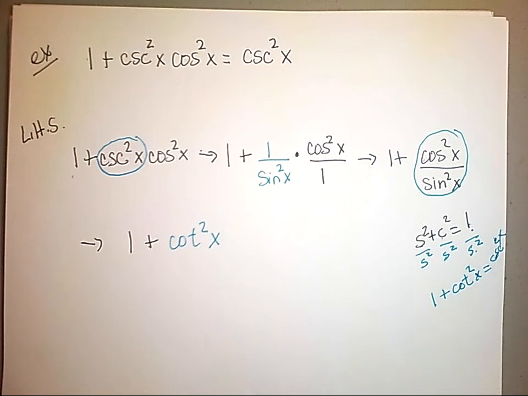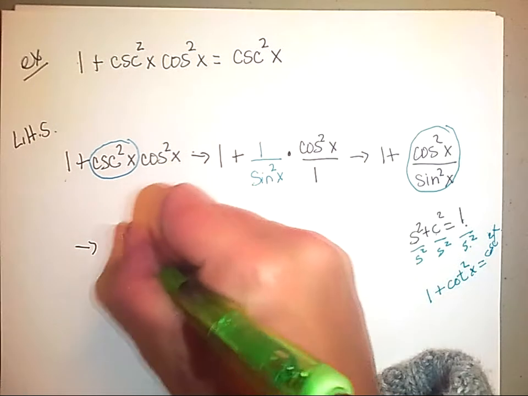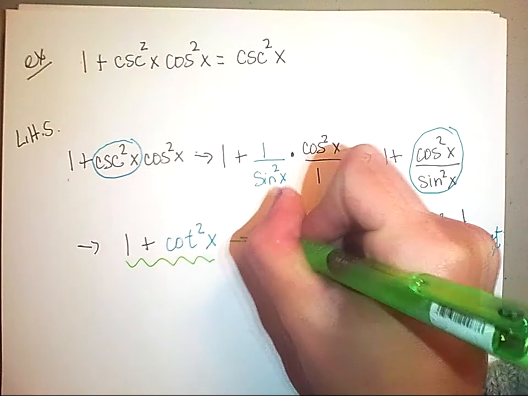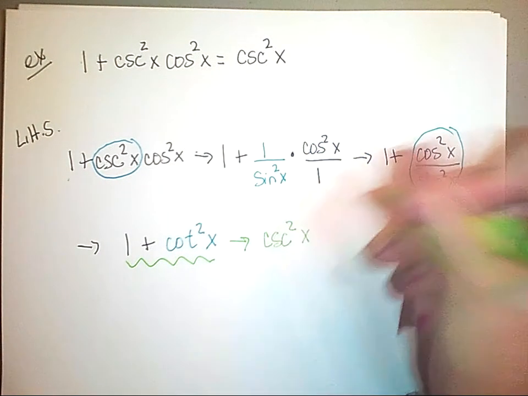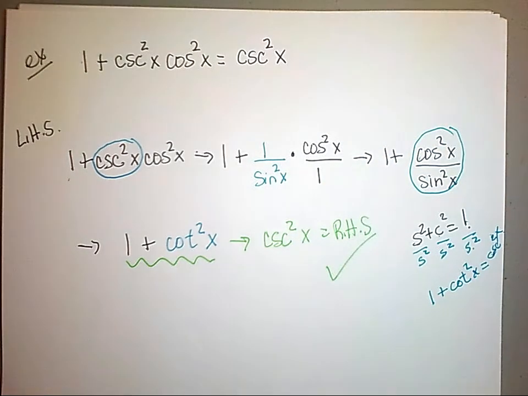I'm running out of room. So that is this entire thing, 1 plus cotangent squared. Well, that does equal cosecant squared. And that is our right-hand side. And that is what we were trying to prove.